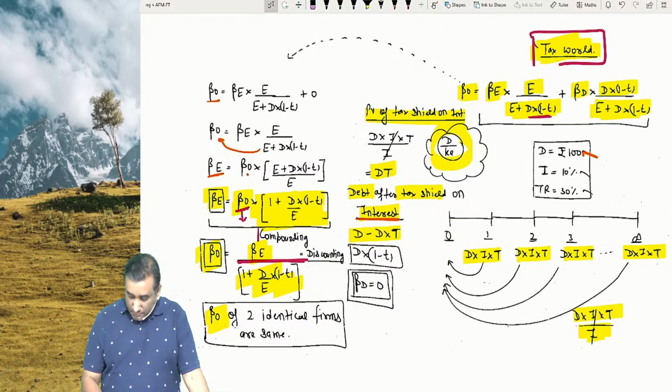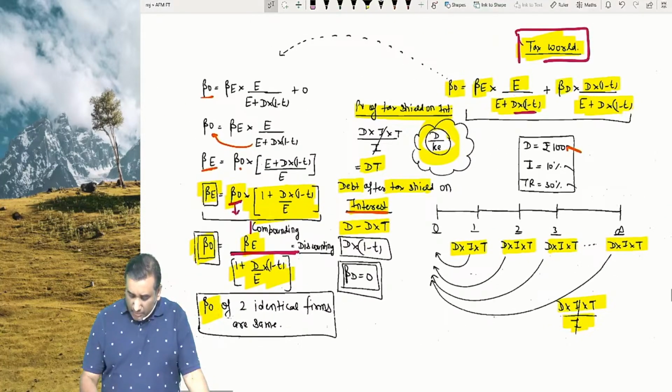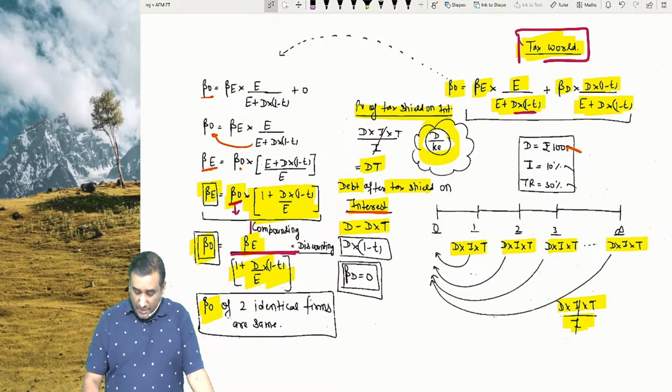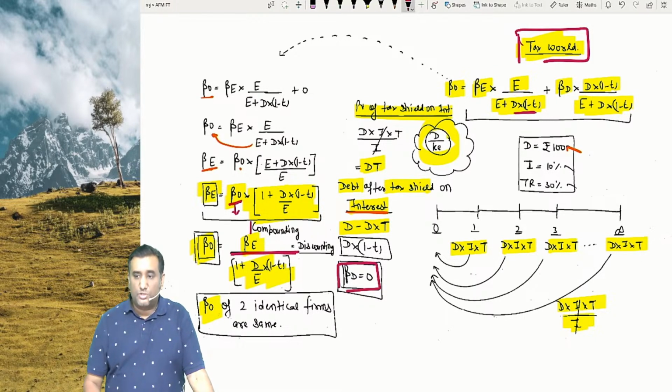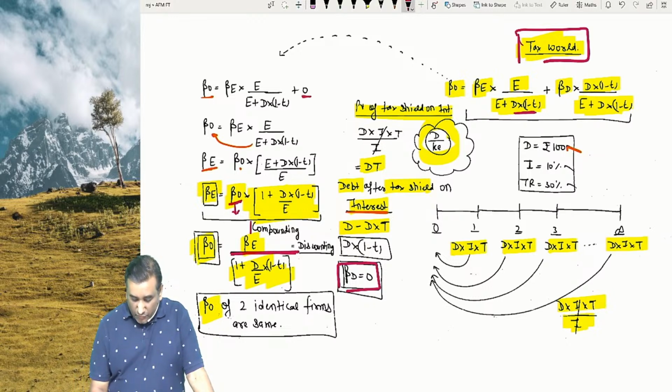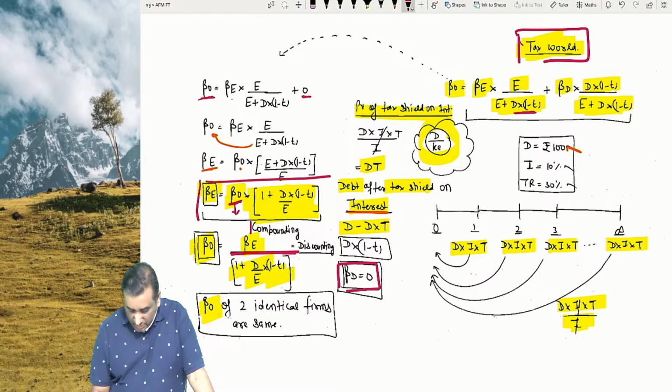Actually, this is not the formula we generally see in practical life. In practical life, debt beta is assumed as 0. In your questions also, they'll assume debt beta as 0. If debt beta is assumed as 0, your formula becomes beta overall is equal to beta equity, E divided by E plus D into (1 minus T). These are the two formulas you generally see in practical life.